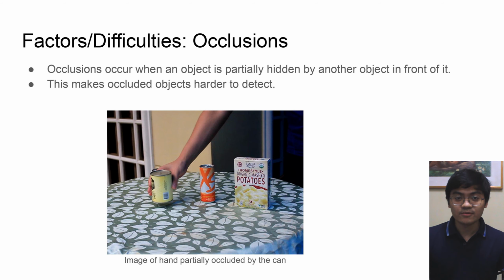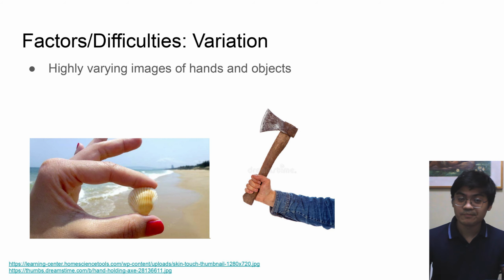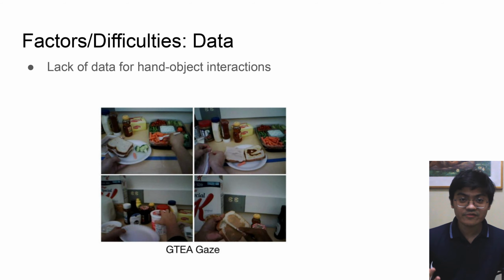Some difficulties encountered in grab detection are occlusions. Occlusions occur when an object is partially hidden by another object in front of it. Hands and objects can appear very differently depending on the grasp of the person and on other variables. There's a scarcity of data when dealing with hand-object interactions.